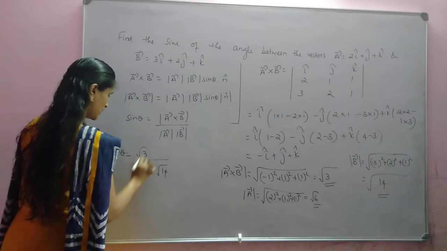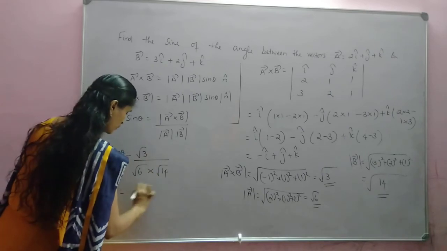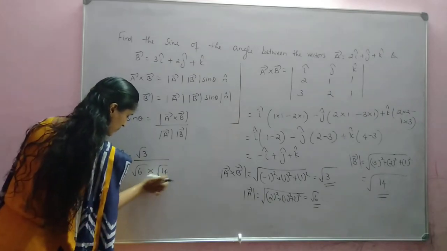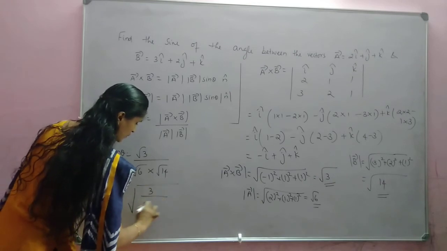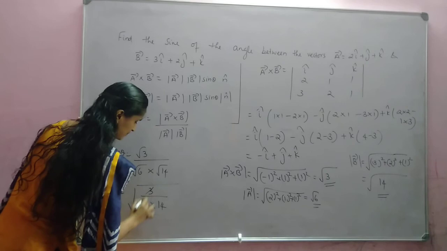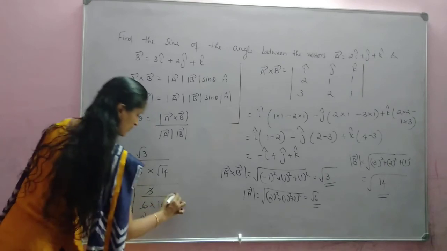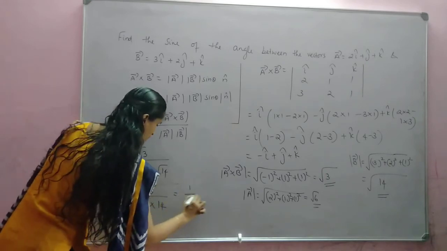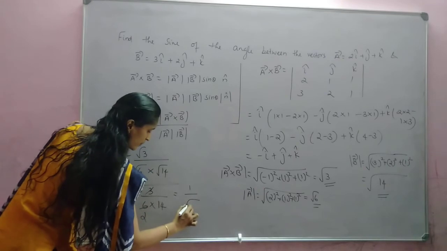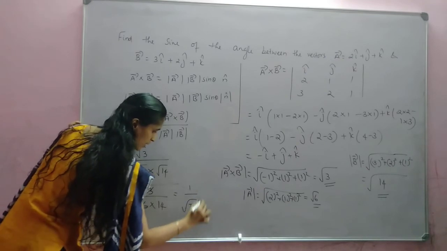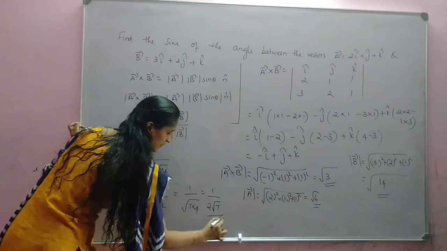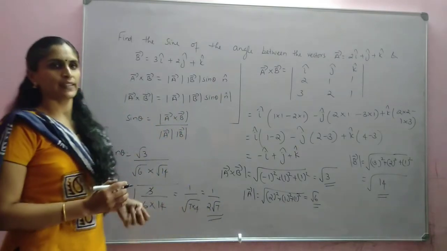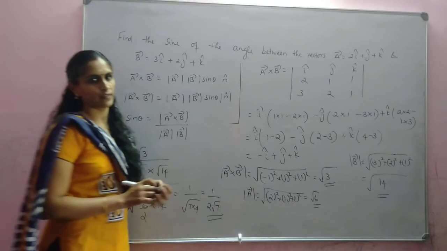So you can write completely root of 3 by 6 into 14, or you can write 1 by root 28, which can be written as 7 into 4, or you can write 1 by 2 root 7. So this is the value of sin theta. Okay, 1 by 2 root 7.